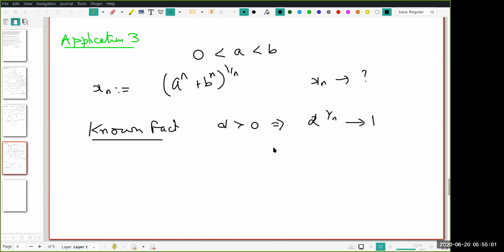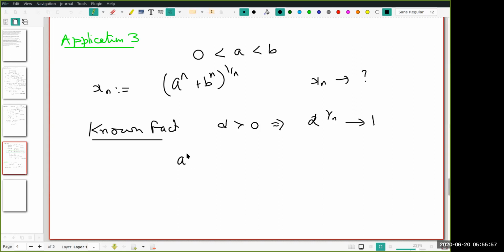Okay. Now let's look at how to use this. The first thing you should notice is what I want to estimate. So I want to sandwich this xn between two things. If I know xn, I want to say it converges to L, one trick is to find an and bn, both converging to L, and my xn is sandwiched between an and bn. This is what I want to do. You follow that? So the first thing is I should find a guess for L, and perhaps an and bn also. Nothing is clear. We just have to try.